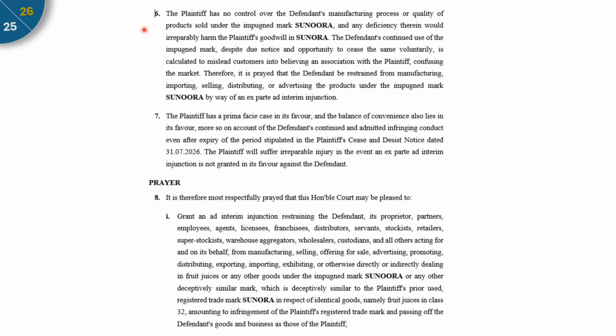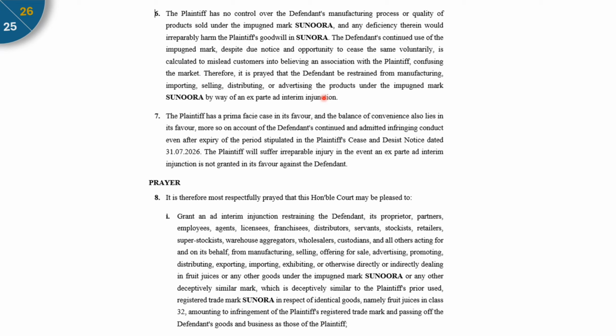Now, coming to paragraph 6, you notice the specific harm being argued here. It is not just that we are losing sales, it is the quality control argument: if the defendant's fruit juice is poorly made, contaminated or simply bad, consumers who mistake it for the plaintiff's will blame the plaintiff brand for something the plaintiff never even made or can't even control. So this is a classic irreparable injury argument because you cannot put a rupee value on reputational harm from a product you have never manufactured.